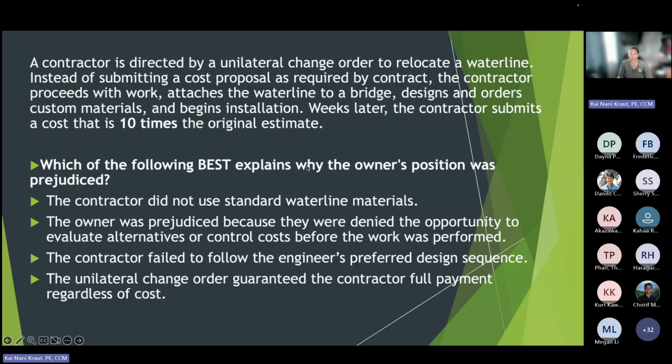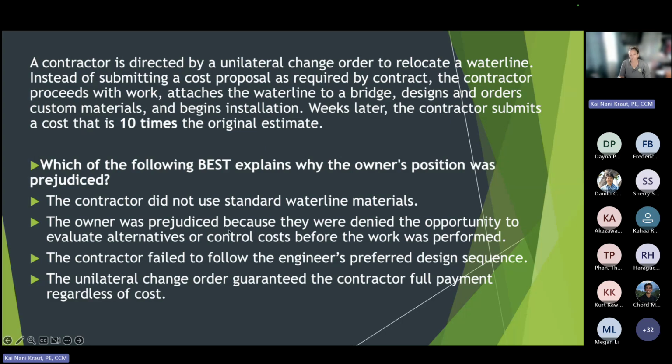Which of the following best explains why the owner's position was prejudiced? I have a hard time saying that word. The contractor did not use standard waterline materials. The owner was prejudiced because they were denied the opportunity to evaluate alternatives or cost control before the work was performed. The contractor failed to follow an engineering preferred design. The unilateral change order guarantees the contractor full payment regardless of cost. Which one of those is happening here? Oh my gosh, I don't have letters. Okay, it's actually this one.